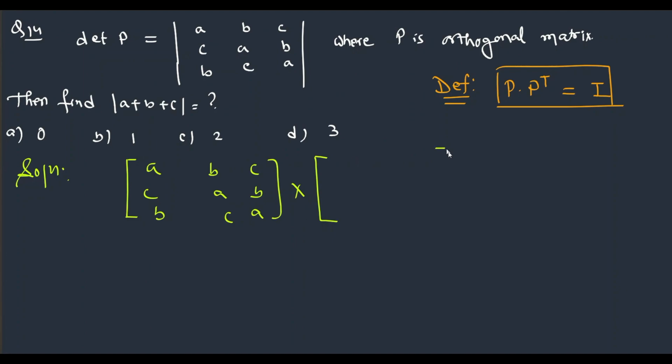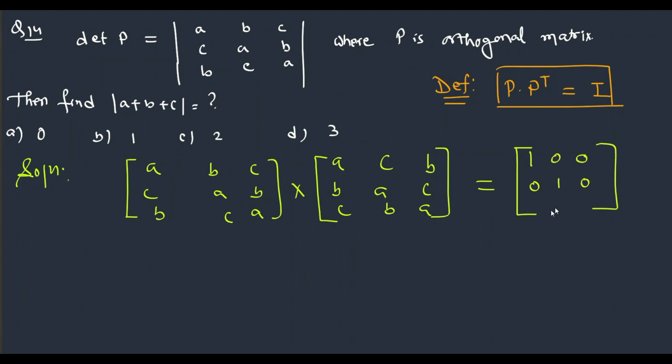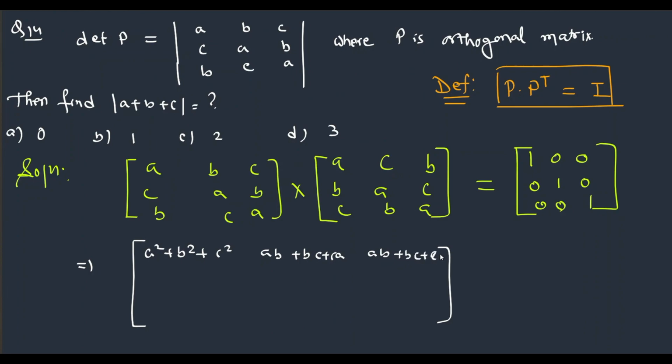Put the value. Take the matrix a b c, c a b, b c a, then take its inverse, take its transpose, a b c, c a b, b c a, which is equal to the identity matrix of order 3, 1 0 0, 0 1 0, 0 0 1. Now multiply them. So if you multiply, first will be coming a square plus b square plus c square. Next element will be ab, bc, ca. Next is ab, bc, ca.